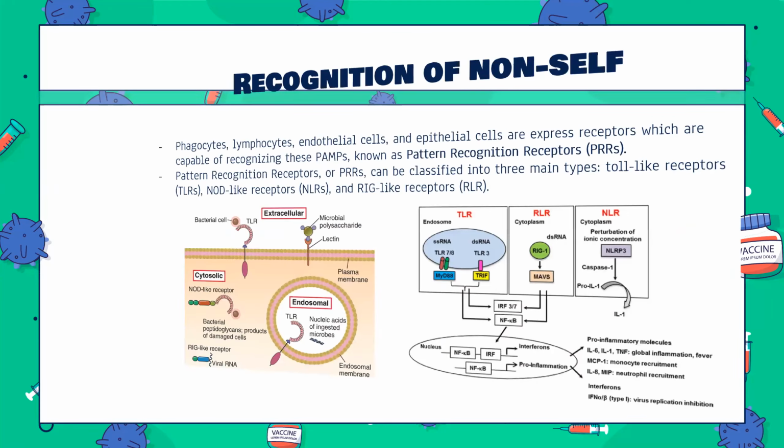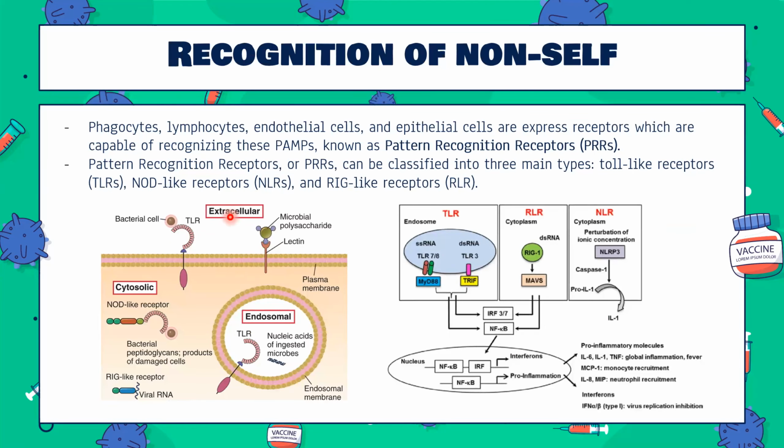Going back to our slide, when you want to recognize non-self, and that is the most common way that they use it, you use a pattern recognition receptor or a PRR, and the types that we have are our NOD-like receptors, our toll-like receptors, and our RIG-like receptors. Is that clear for everyone? Does anyone have any doubt about it?